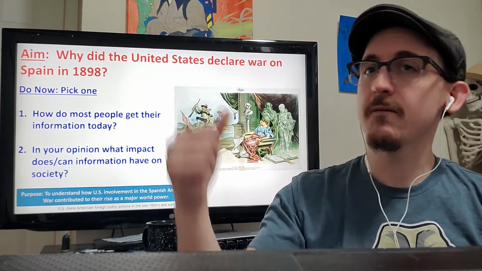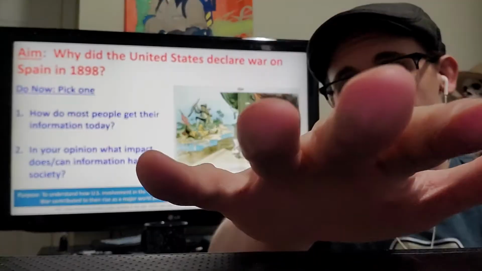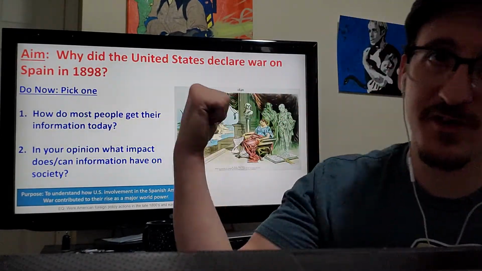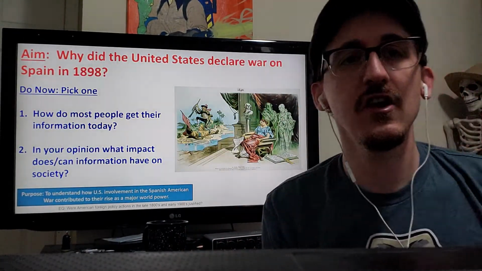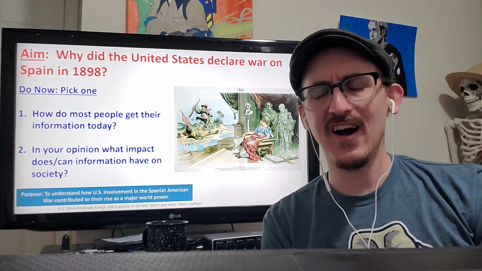So, the aim. I'm looking at this display here, and it's backwards, so that's why I've got to look over here. Why did the United States declare war on Spain in 1898?